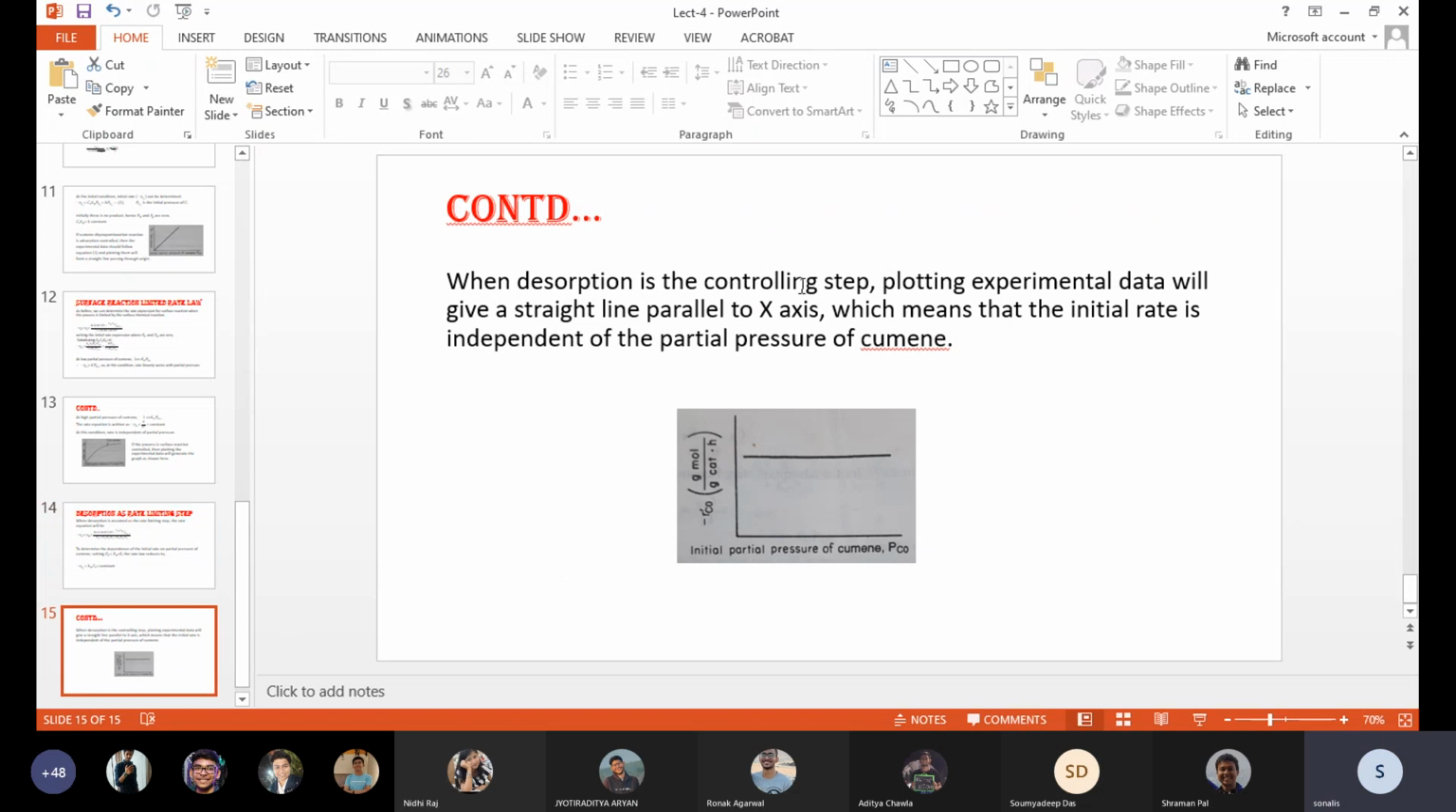When desorption is the controlling step, plotting experimental data will give a straight line parallel to x-axis. If your experimental data gives this nature of curve, a straight line parallel to x-axis, it means that the initial rate is independent of the partial pressure of Q, and the reaction is desorption limited.